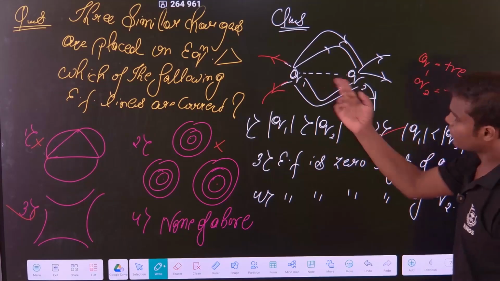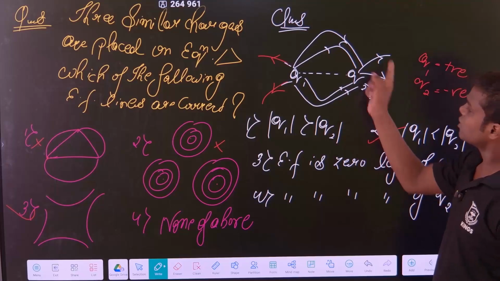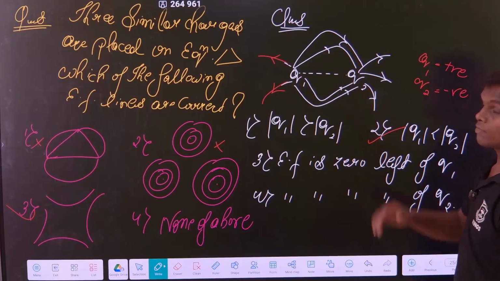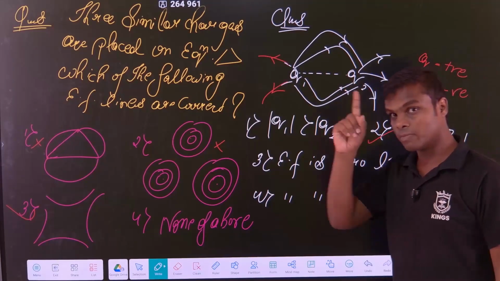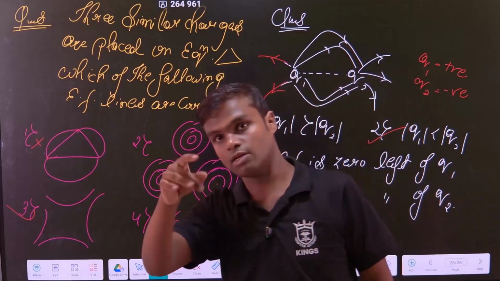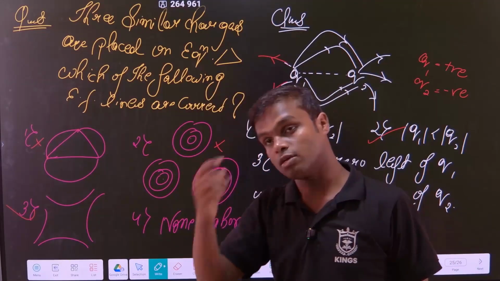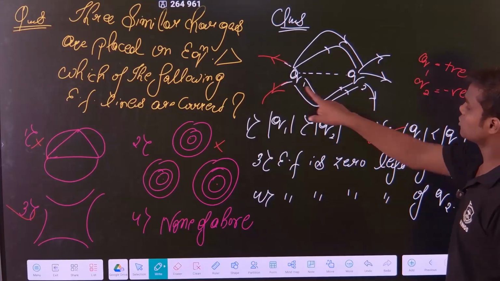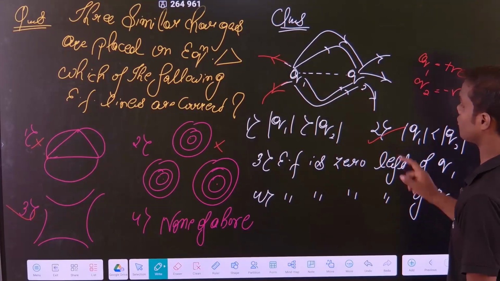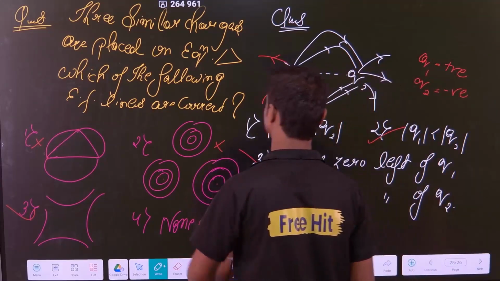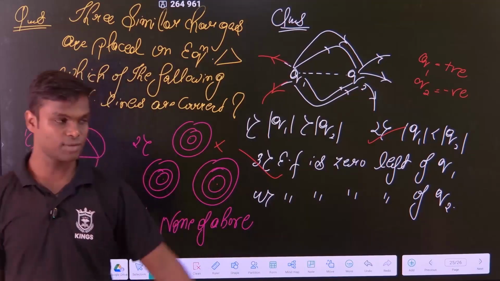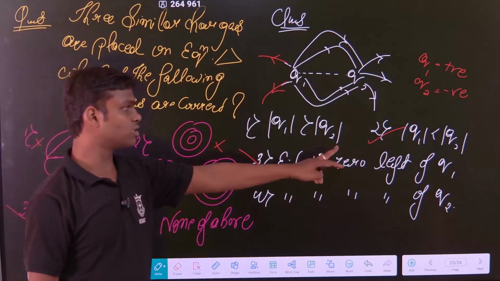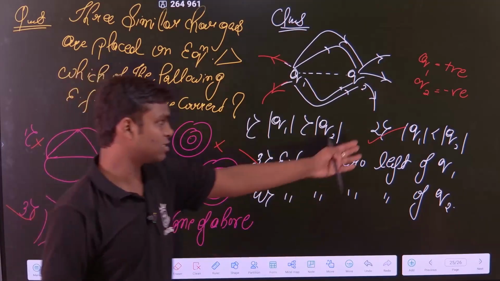Now if they are of different nature and my Q2 magnitude is greater than Q1, where will the net field be 0? If you remember the equilibrium of charge, there we have learned the net field will be 0 only on the left side of the smaller charge particle. So what is the smaller charge? Q1. So it will be 0 on the left of Q1. So my second option is third. So there it is a multiple correct. So the correct option is 2 and 3. This one is easy only.